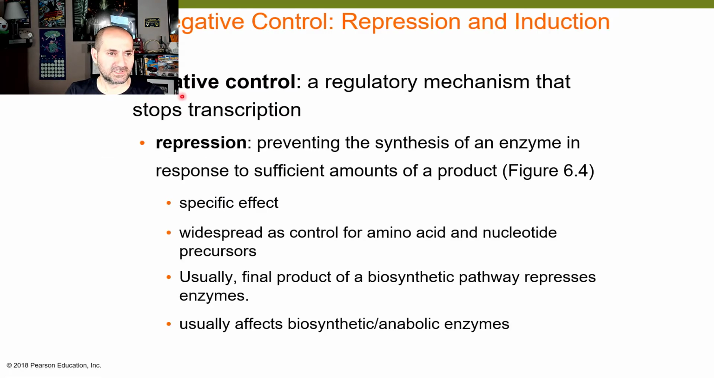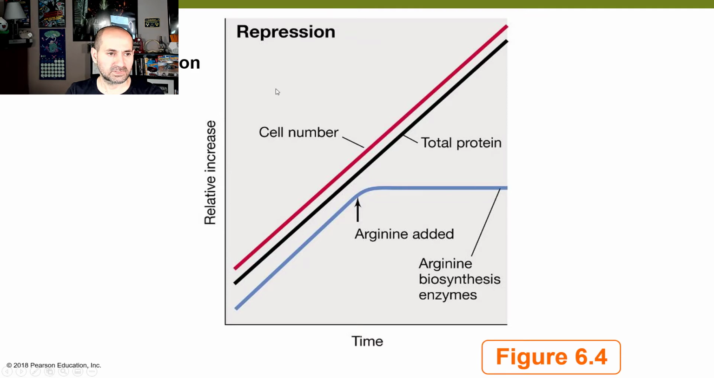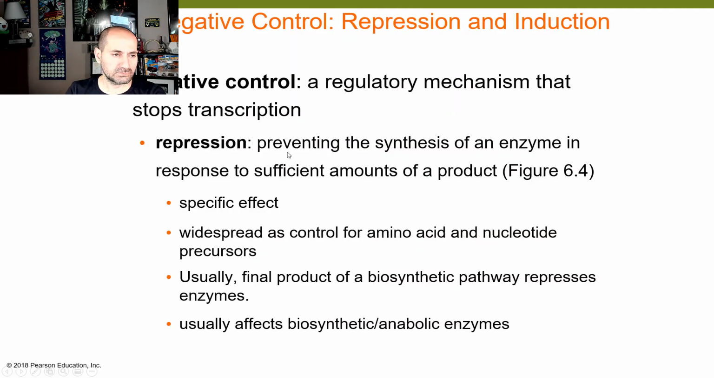And again, we talked about negative control. Here you're dealing with a repressor protein. Oh, and one thing I want you to know is this. With regard to negative control, usually you see negative control for amino acid and nucleotide precursor genes. Genes that are going to result in production of enzymes in the synthesis of amino acids for the cell or nucleotide precursors for the cell.